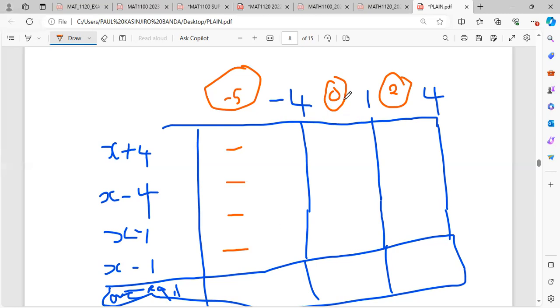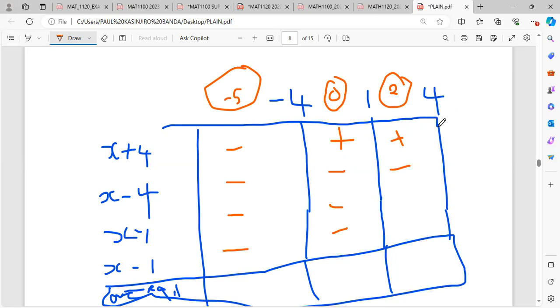Let's test 0 now. If I take 0 and put it there, I'll have a positive. Put in the next factor, I'll be minus. Then the next, I have a minus, and a minus. Then if I use 2 now, if I put it there, I'll have a plus. If I put it here, I'll have a minus.